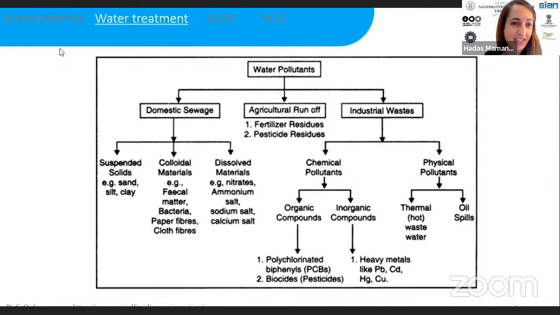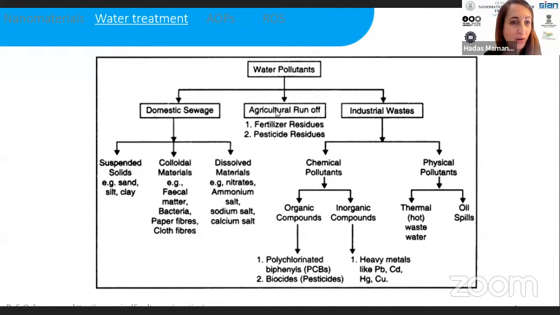If we subdivide the contaminants into the different streams from where they come from, then with industrial waste, we have either chemical pollutants or physical pollutants, which again can be subdivided into organic compounds and inorganic compounds. Examples for organic compounds could be PCB and pesticides or biocides from the industrial waste, or inorganic compounds such as heavy metals. And then we also have physical pollutants, which include thermal heat and oil spills.